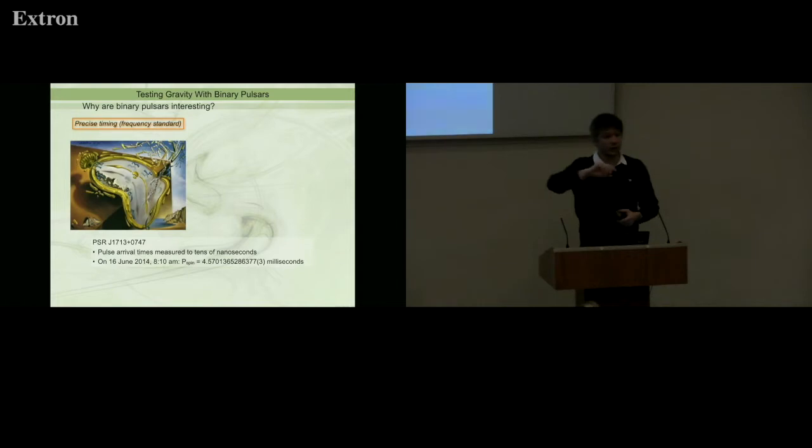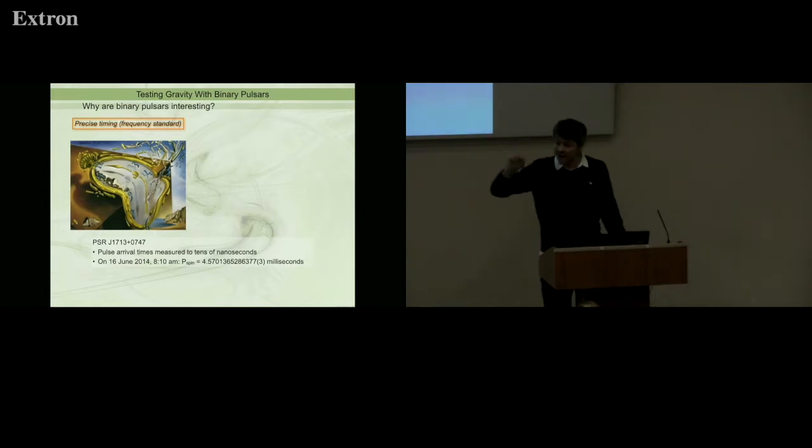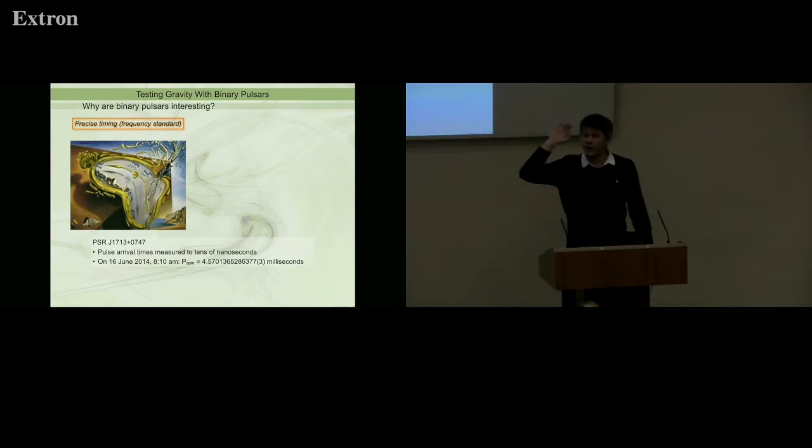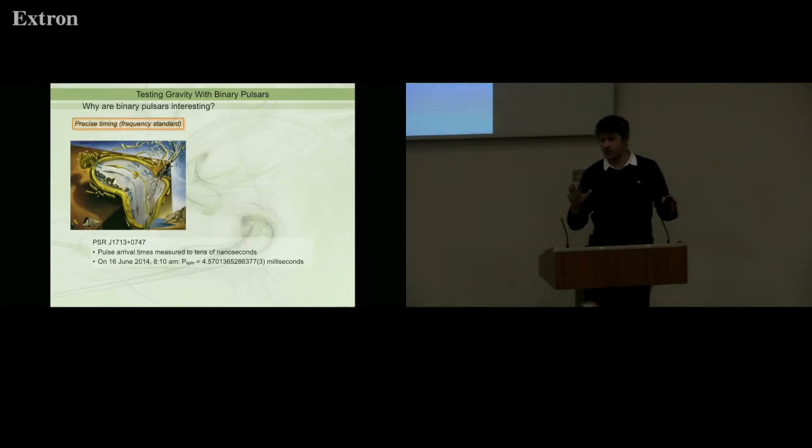So if you were to observe it today, you could predict exactly what the period would be, and you could tell exactly, to the nearest tens of nanoseconds or so, when the next tock would take place. Okay, so they're amazing clocks, on long time scales as good, if not better, than atomic clocks, which we use as time standards on Earth.